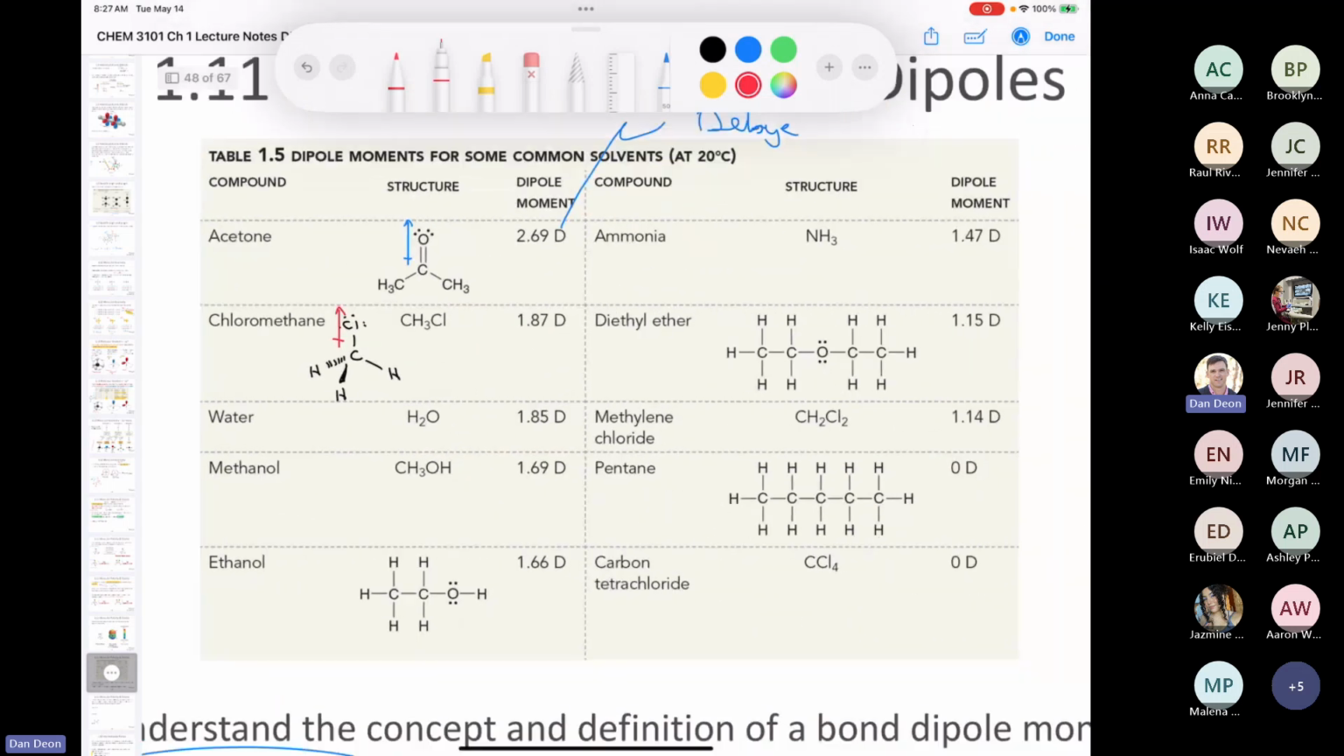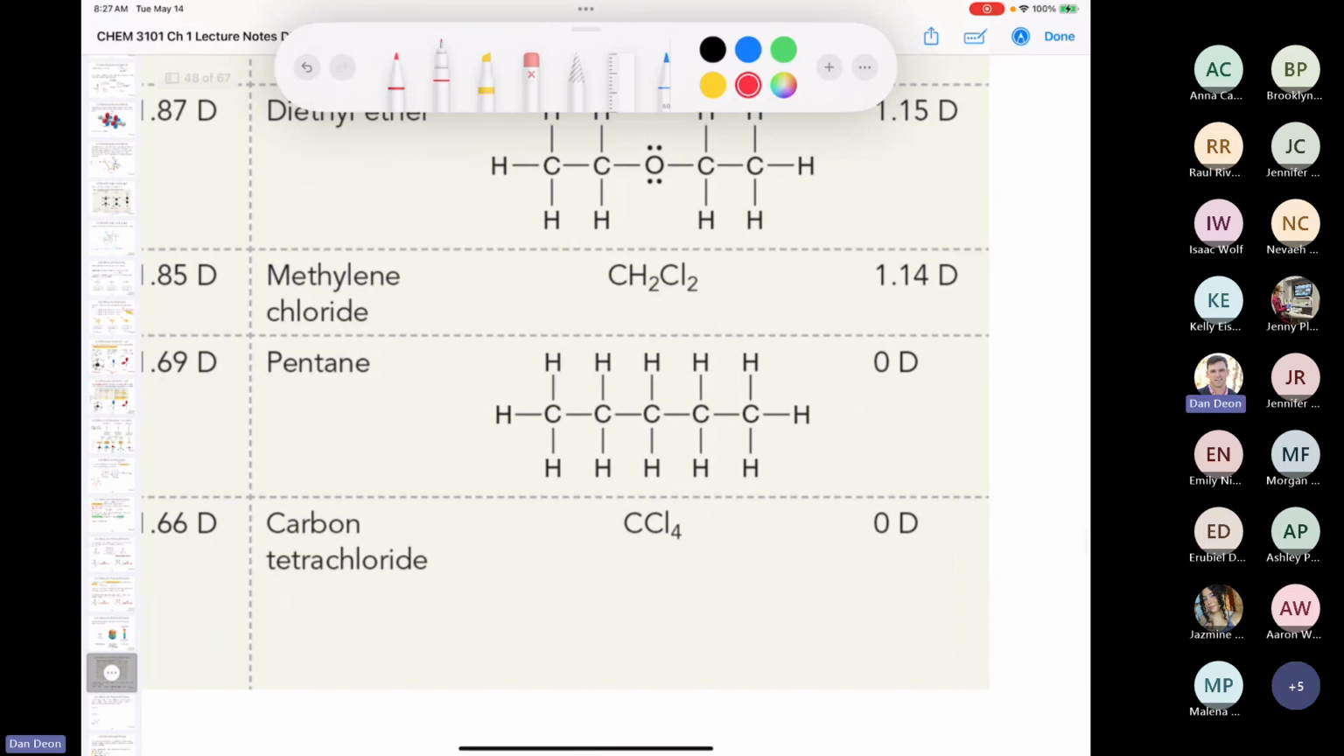Now, if we take a look at something like pentane, pentane has no dipole. It's a dipole of 0. That means it's completely nonpolar.